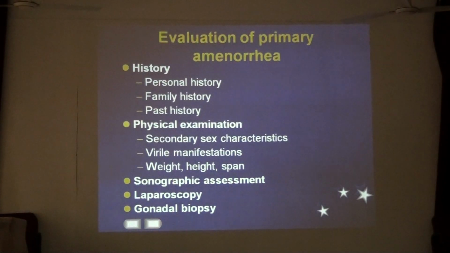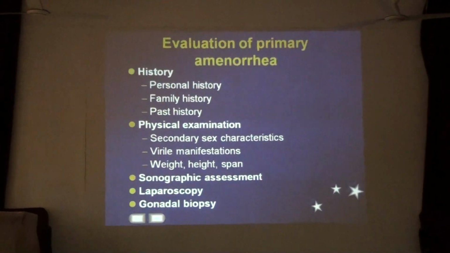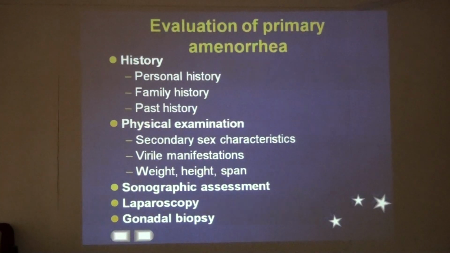Now, evaluation for primary amenorrhea. History plays a very important role in diagnosing primary amenorrhea. We have to take the personal history, family history, and past history. Whether the patient is undergoing any psychological stress, or whether she is doing excessive exercise, these histories we have to take. Also we have to check whether any individual in the family or any siblings are affected.